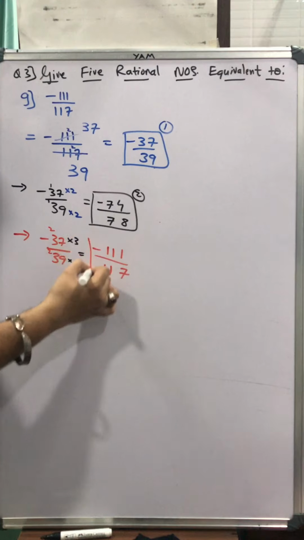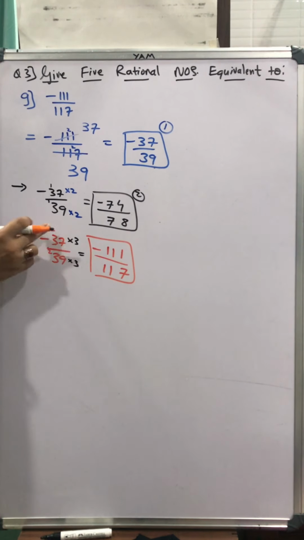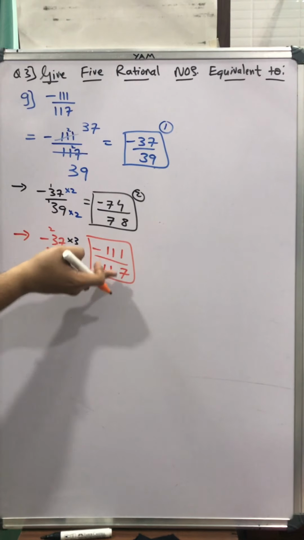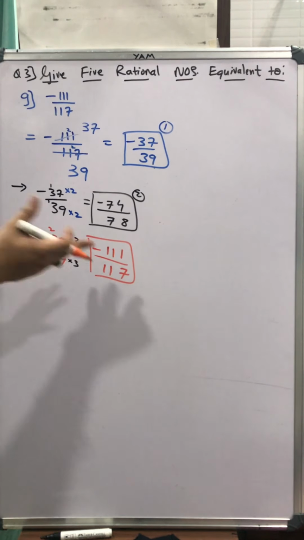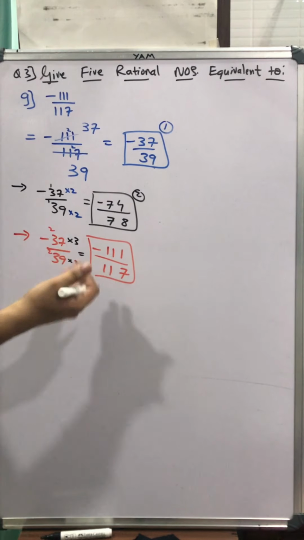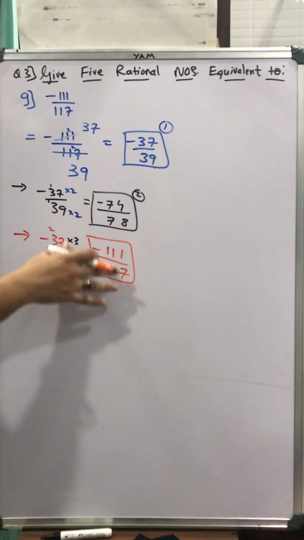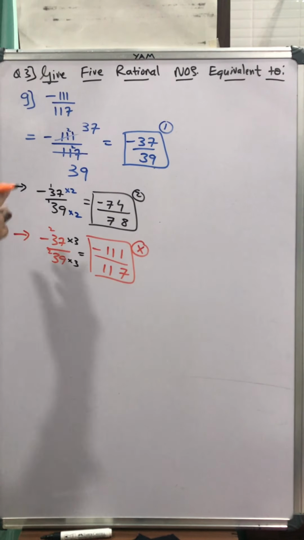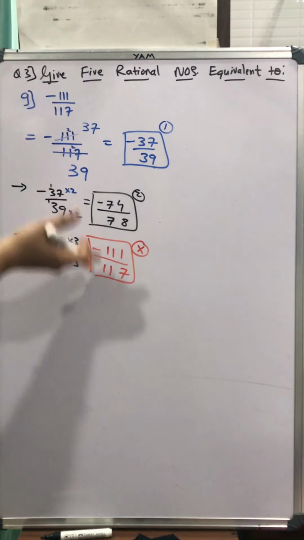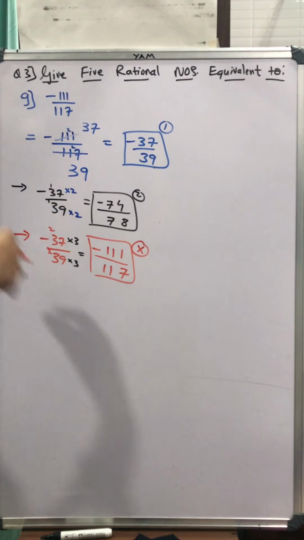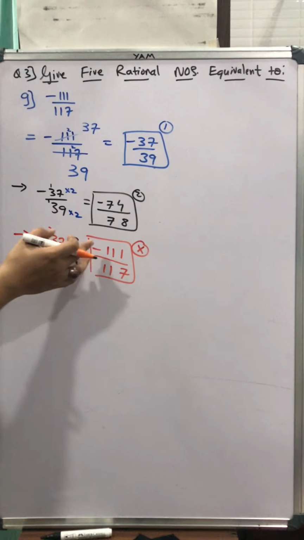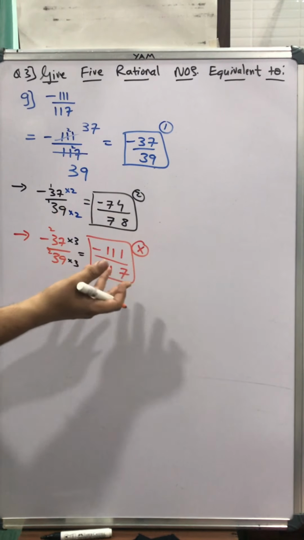Students, if you observe, when I multiplied numerator and denominator by 3, I got the original question, minus 111 upon 117. Now this we cannot count as an answer because this was the question. We will not count it in our 5 more rational numbers, because this was the original question and they told us to write 5 more rational numbers equivalent to this. So this will not be counted in the 5.